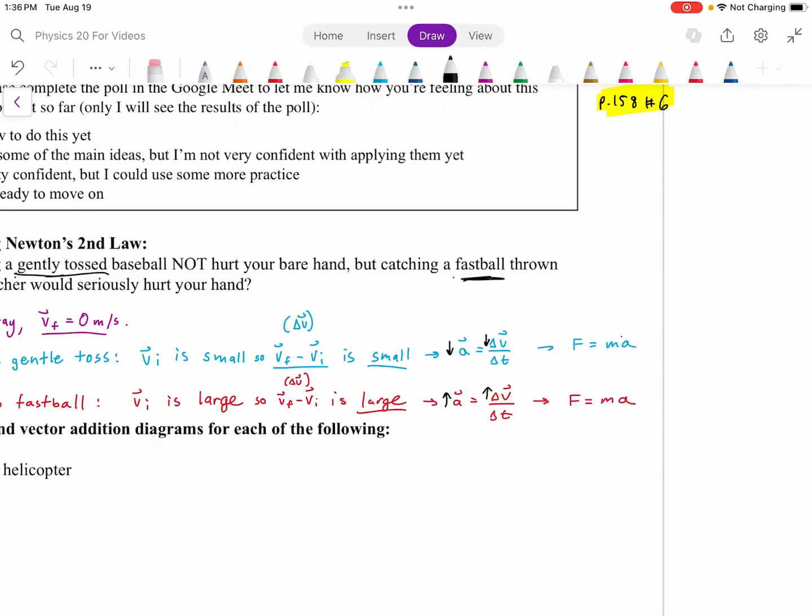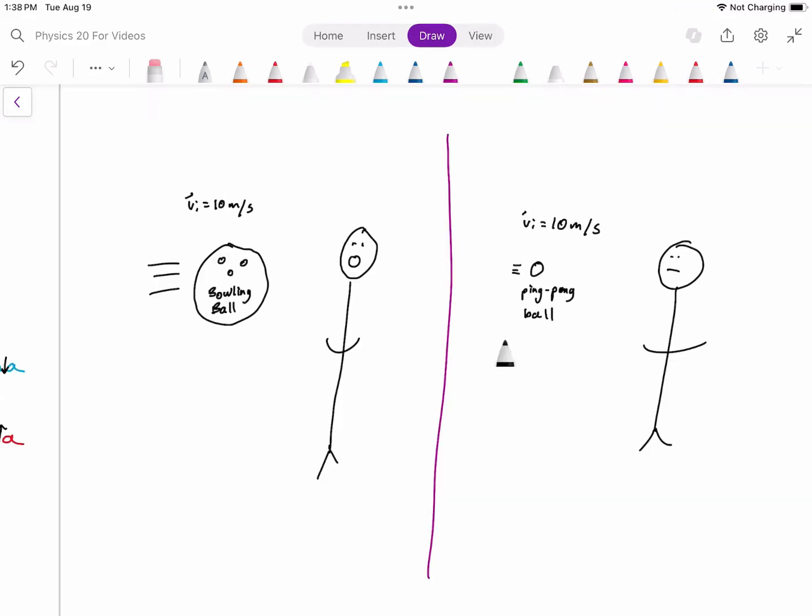So since the gently tossed ball requires a much smaller acceleration to bring it to a stop, the forces involved are also much smaller and therefore don't hurt you that much. But with the fastball, it's a very large acceleration requiring a very large force, and that force is going to be enough to hurt you. So while we're on the topic, I want you to think about this situation, okay? In both, we have two different types of ball. A bowling ball that's moving at 10 meters per second, and a ping pong ball that's also moving at 10 meters per second. Which one of these is going to hurt more?